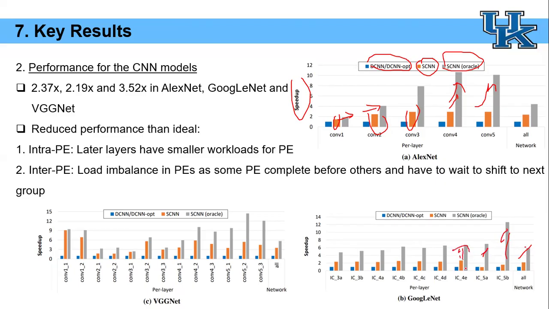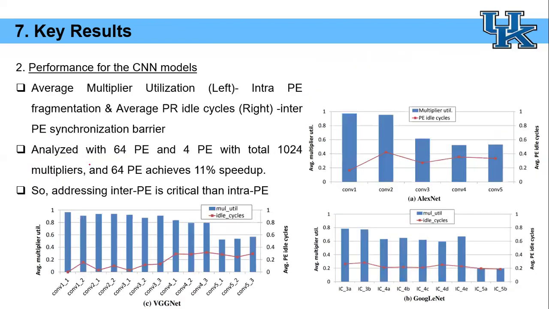The reason for this is something called intra-PE and inter-PE errors, right? The first one is intra-PE fragmentation. Basically, what happens is that as the layer propagates, later layers will have lesser workloads for the PE, right? So that's why the SCNN cannot perform better. And then the inter-PE issue is that in the later part, some PEs would complete their work faster, while some others would not at the same time. So basically the entire network has to wait for those PEs to complete, and that's an issue there. So that's the inter-PE barrier, right? This can be seen here as well.